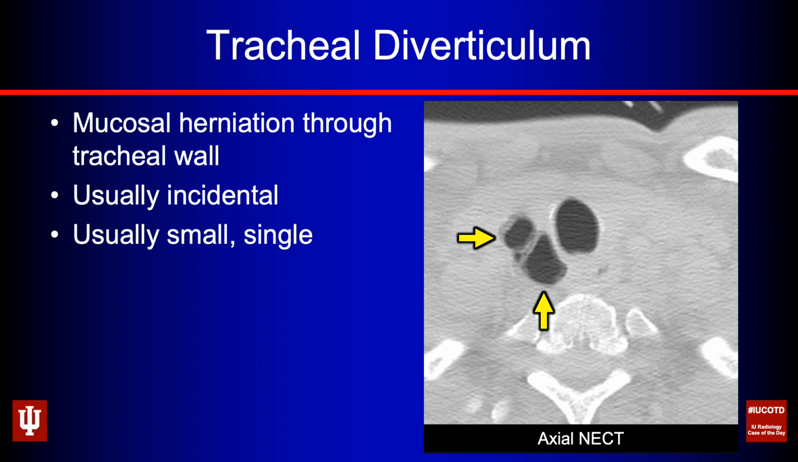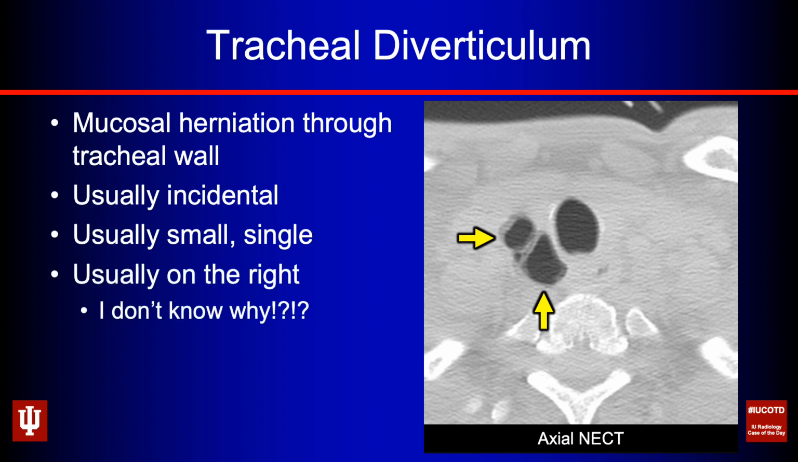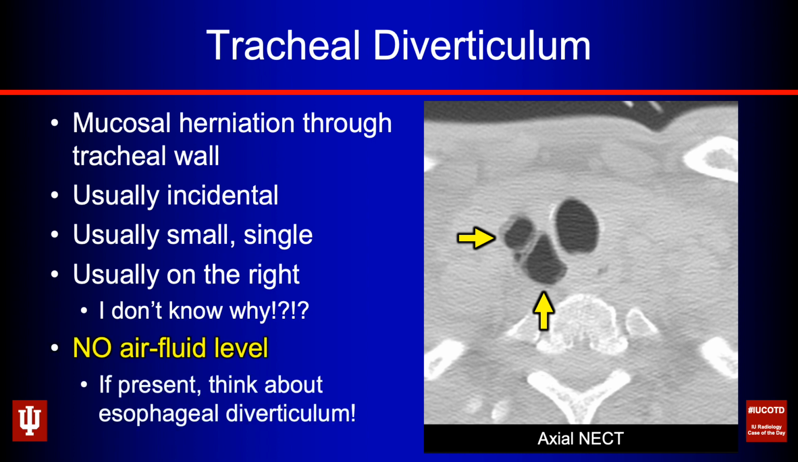I showed this just because it's such a nice example to drive home the point of what they look like, perhaps a little bit more exaggerated than we typically see. And these are usually on the right side. I have not a clue why, but you'll find that, yes, you can have them bilaterally. Yes, you can have them on the left side, but most commonly you'll see it on the right side. One thing that I do think is an important discriminator is look for an air fluid level. These should not have an air fluid level. I repeat, these should not have an air fluid level. If you see an air fluid level, be thinking about esophageal diverticula.